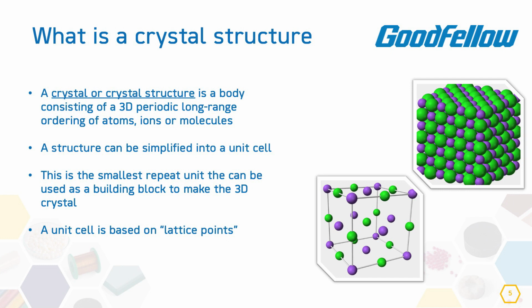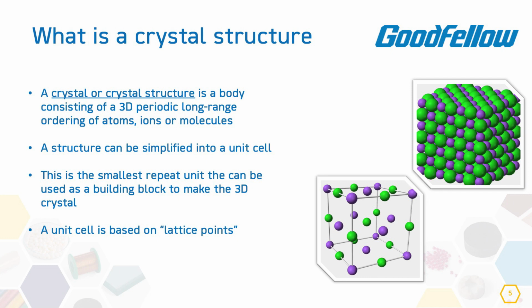Given this periodic ordering, a structure such as that in the top right can be simplified into what is known as a unit cell. The unit cell of this structure is seen in the bottom image. A unit cell is the smallest repeat unit that can be used as a building block to make a 3D crystal. So if we start putting this unit cell side by side and on top of each other in all directions, we start to build up the 3D crystal in the top again. But all the information we need to build up this crystal is contained within this unit cell.